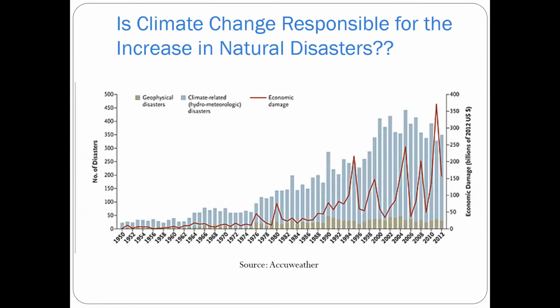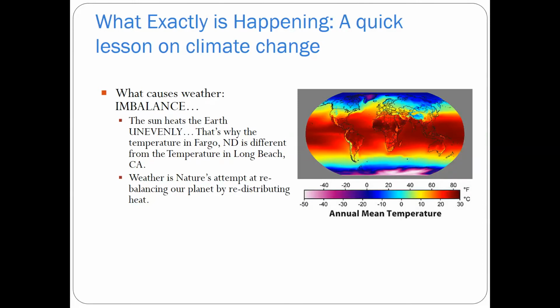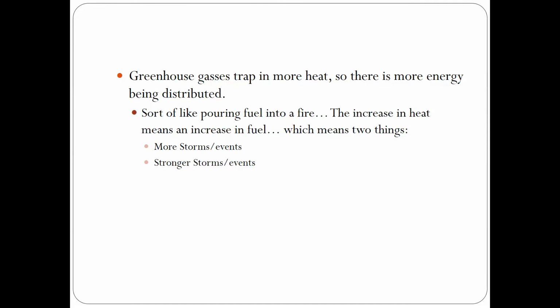Well, one reason why, and this is my argument, is remember what causes weather? Imbalance. This whole Earth is heated unevenly. And as it's heated unevenly, what you end up getting is weather forces that are designed specifically to even out the heat. Well, as you warm the Earth up, that actually creates even more imbalance. Therefore, there's more energy that needs to be distributed. So it's basically like pouring fuel into a fire. And that means that we could see more storms and stronger storms. But again, the jury's still kind of out on this one.